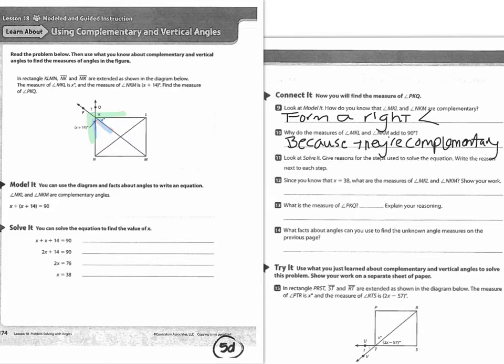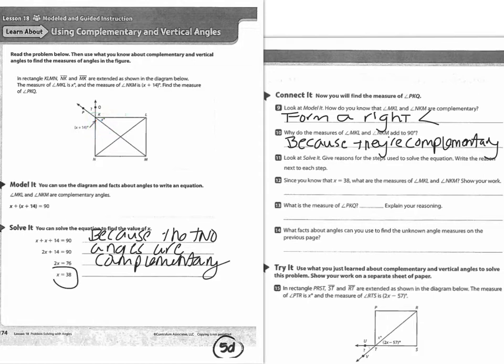So looking at Solve It, we want to know, how did they come up with that equation? Well, they come up with that equation because the two angles are complementary, so they add up to 90 degrees. When they solved, they got that x equals 38. And since we know that x is 38, we can find each of the original angle measurements.